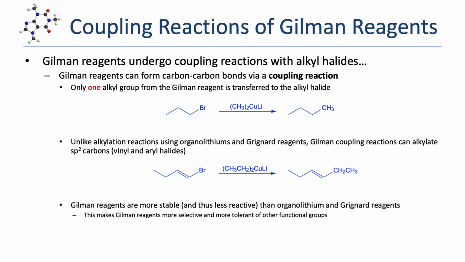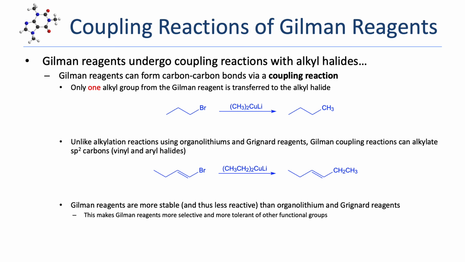Remember that the alkylation of an alkyl halide with an organolithium occurs via an SN2 mechanism, and that SN2 reactions can only occur on sp3 hybridized carbons. If we look at this second example, we can see that a Gilman reagent can successfully alkylate a vinyl halide. In this case, the halogen is attached to an sp2 carbon. This tells us that the Gilman coupling is not occurring via an SN2 mechanism. The actual mechanism of this kind of coupling reaction is beyond the scope of this course.